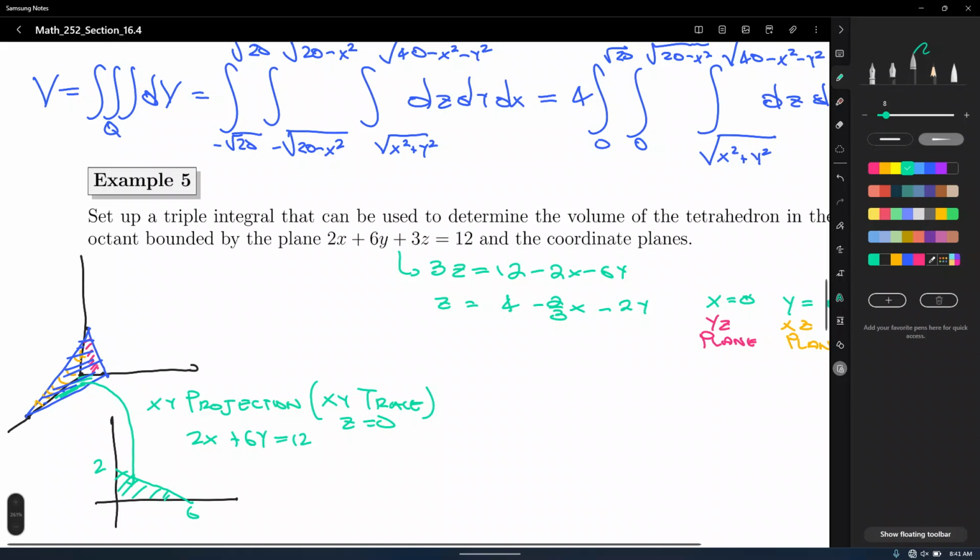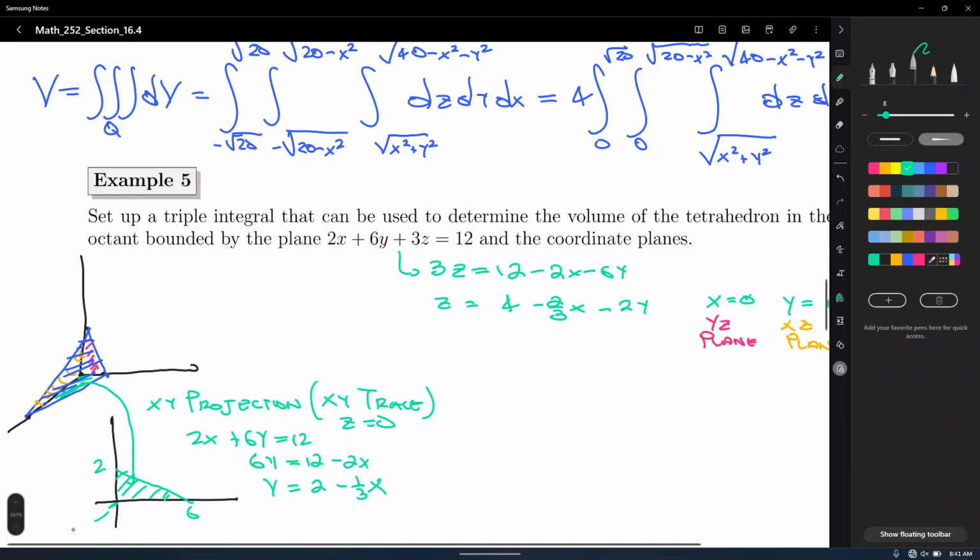Solve for y, that is 6y equals 12 minus 2x. And y equals 12 over 6, which equals 2, minus 2 over 6, which equals 1/3 x. All right? So that'll be our upper limit minus lower limit in terms of y.